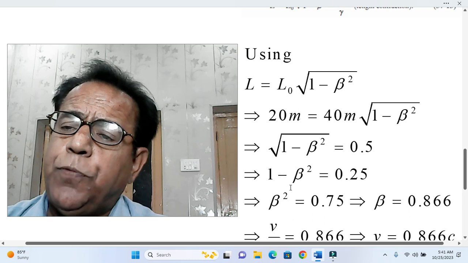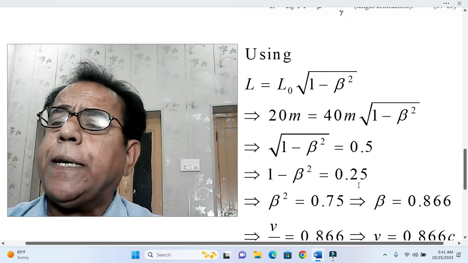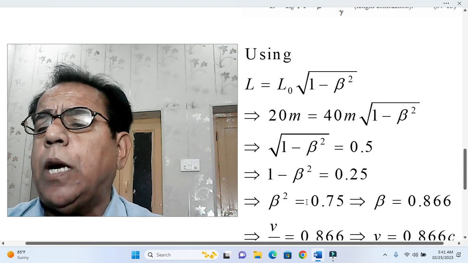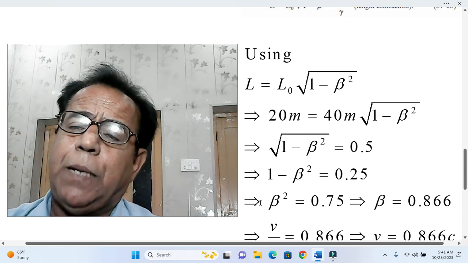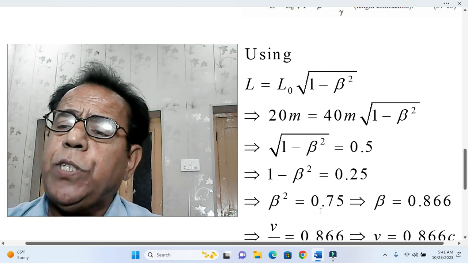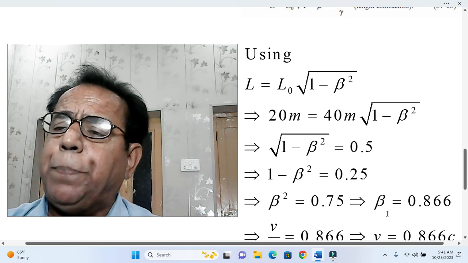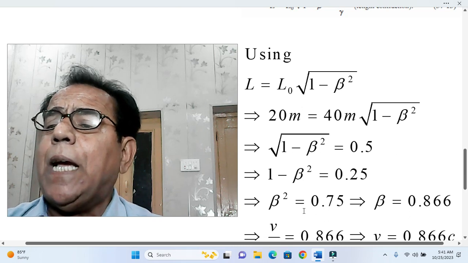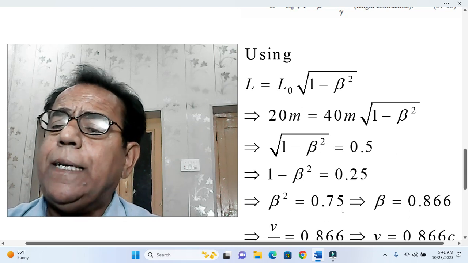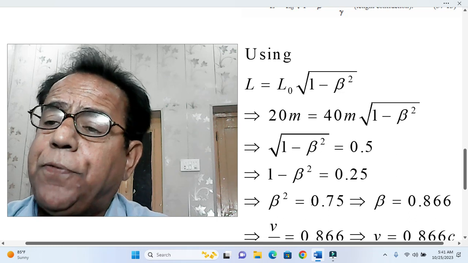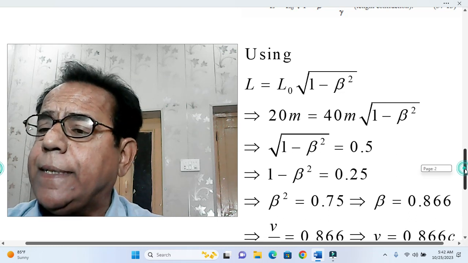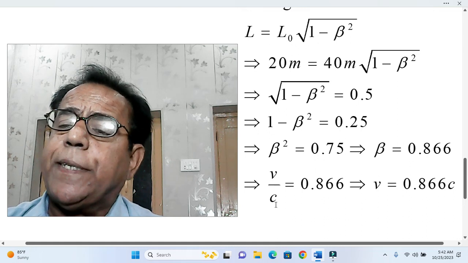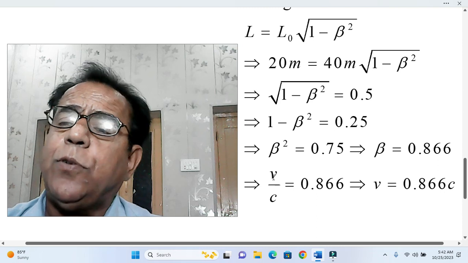From here we move beta square to the other side of the equality, and similarly we move 0.25 to the other side. We get beta square equal to 0.75. This implies that beta equal to 0.866. We have taken under root on both sides, and under root of 0.75 is 0.866. Beta, the speed parameter, is v over c, so in place of beta we can also write v over c equal to 0.866.